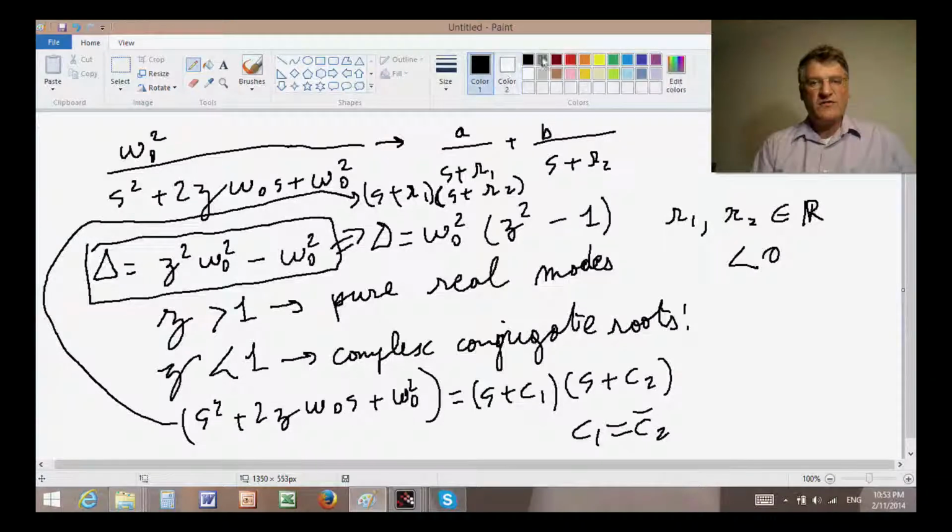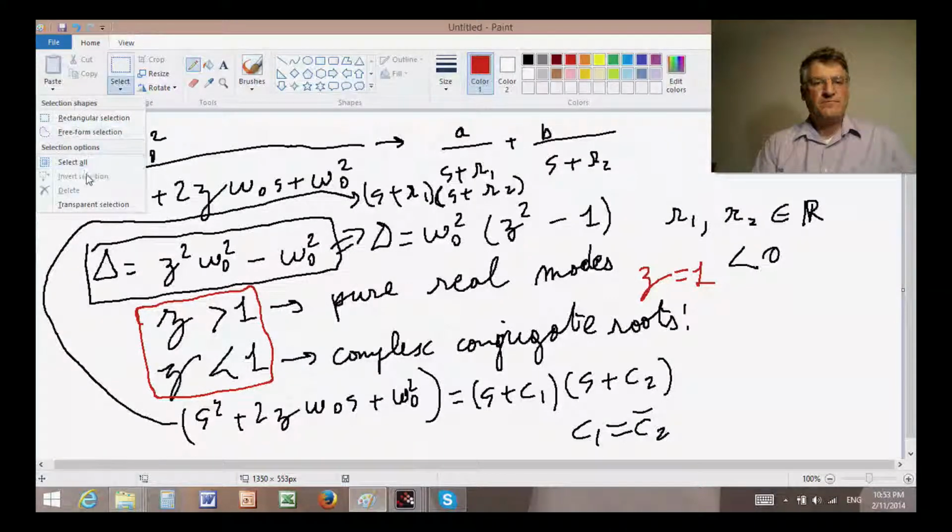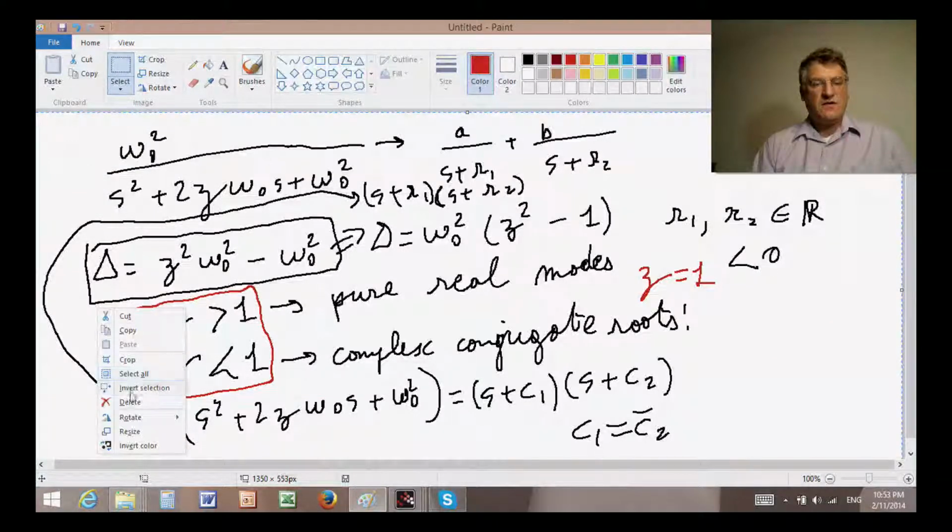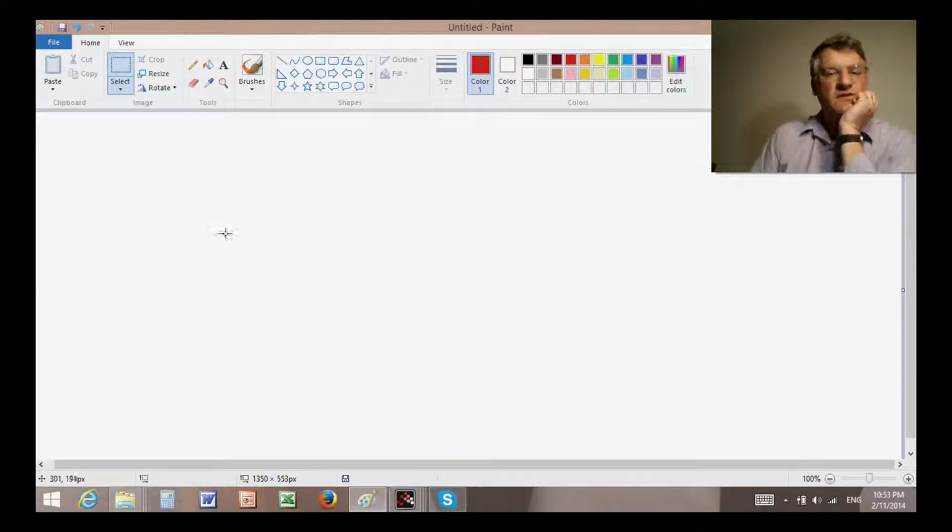So the value of zeta relative to 1 is very important. Okay, we're going to begin with zeta greater than 1, and then we'll end with zeta less than 1, with, of course, the intermediate case zeta is equal to 1. For that, let's first pick the case, the extreme case, zeta is equal to 1.